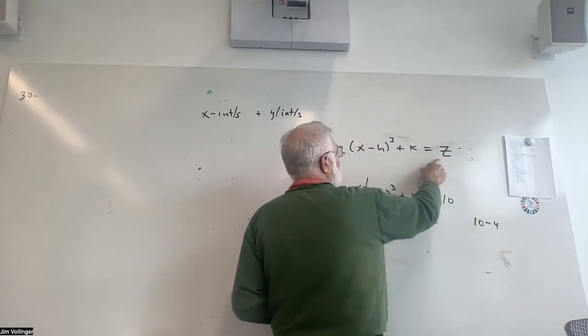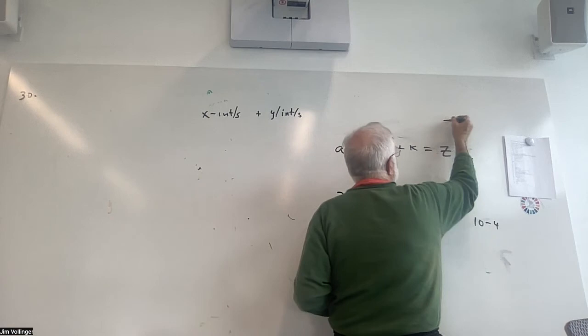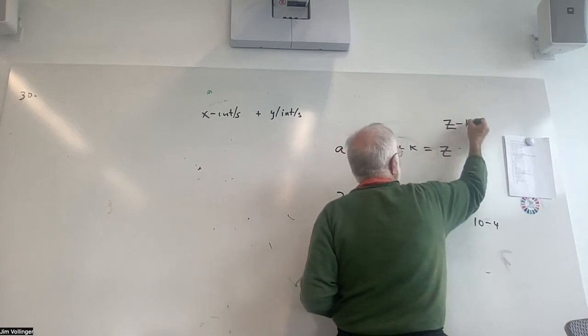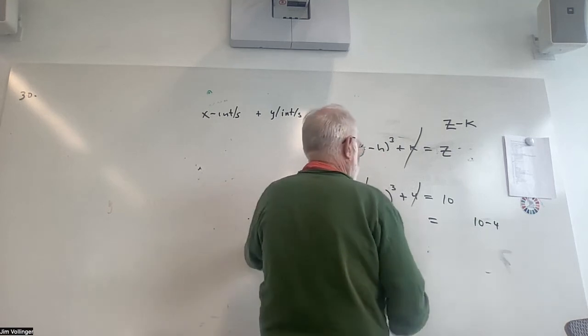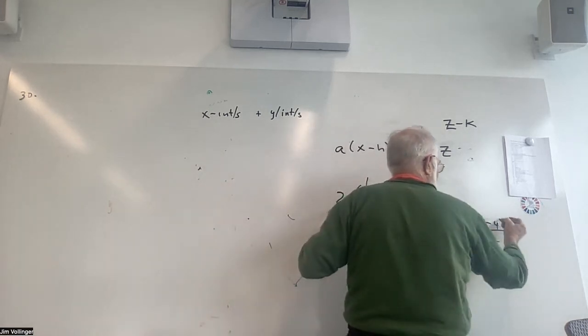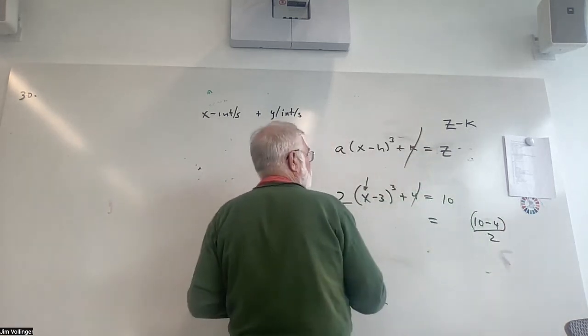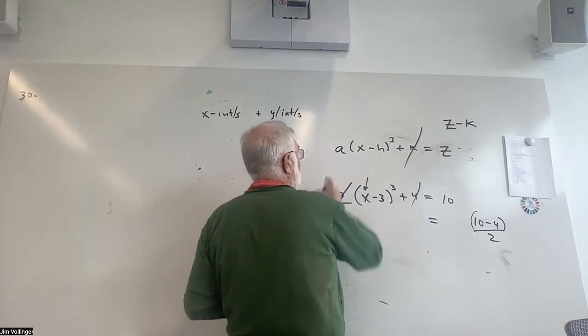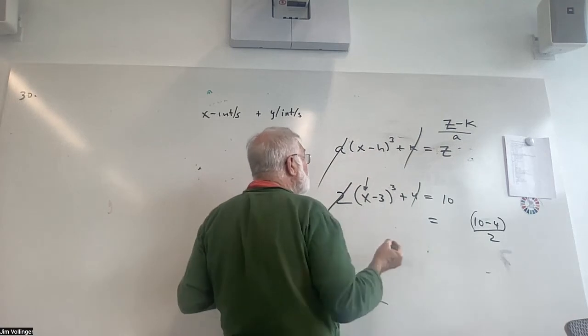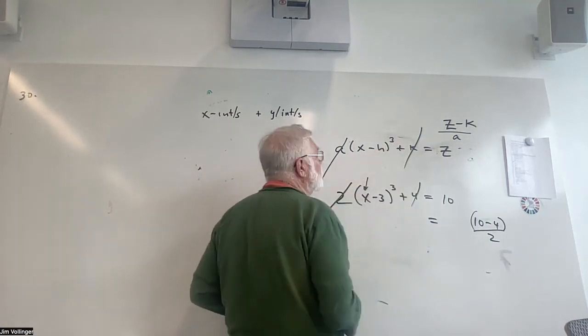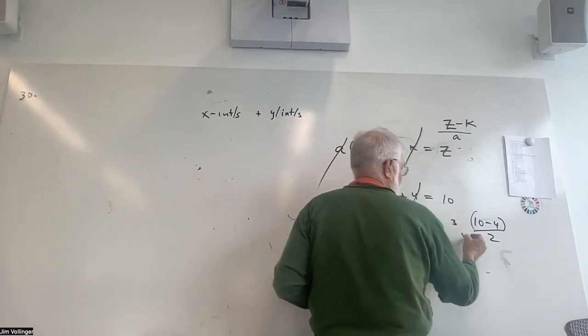So what's the first step up here? z minus k. Gone, gone. Next step, divide by 2. Divide by 2. Gone. Divide by a. Gone. What's the next step? Undoing cubing. That's cube rooting.